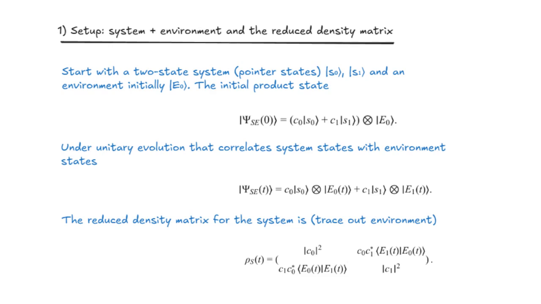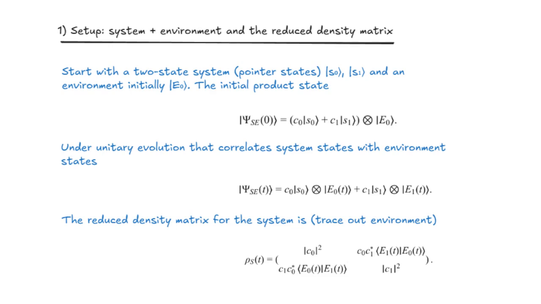Top left entry. This is the probability weight for the system being in pointer state S0. Its value is the absolute value squared of C0. Bottom right entry. This is the probability weight for the system being in pointer state S1. Its value is the absolute value squared of C1. These two diagonal terms describe the classical looking part of the state, how likely each pointer state is.